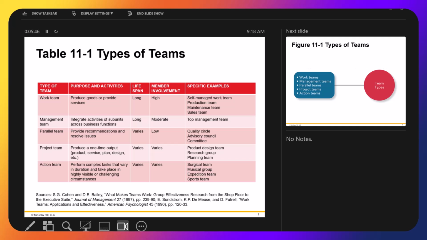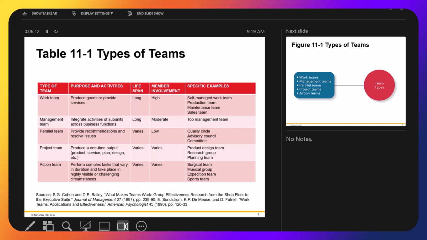Provide recommendations and resolve issues. Lifespan varies. Membership low. Quality circle, advisory council, committee. So when you think of this, a lot of times this is where you may have something set up specifically. Let's say that you have a team that's struggling with a particular problem and they're trying to figure out exactly what it is they don't know. Well, they may assign another team, a parallel team, to come in to try to resolve those issues.